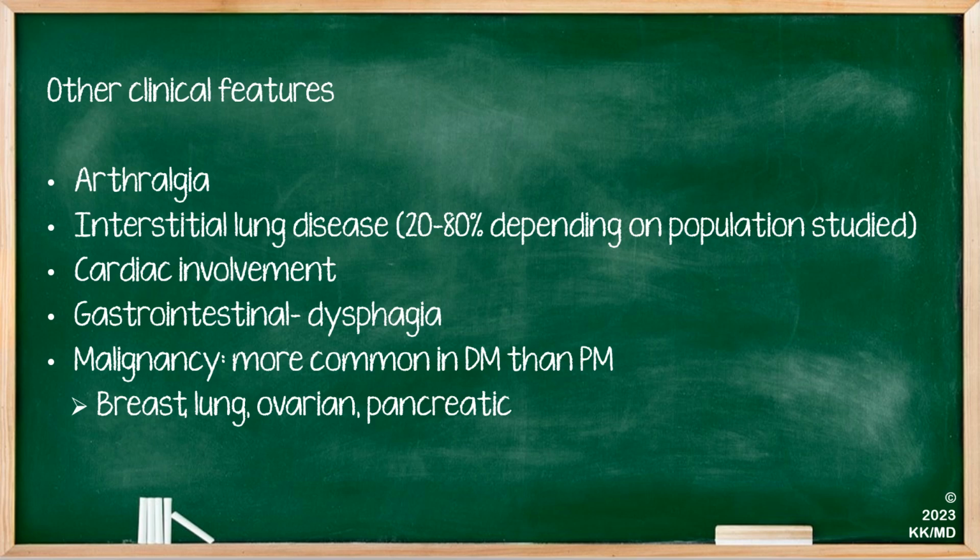And crucially with dermatomyositis, it can be associated with an underlying malignancy that may have been undetected until the patient presents with the weakness and the rash. It's much more common in dermatomyositis than polymyositis for this to happen. And whilst it may be associated with any cancer, the commoner ones are breast, lung, ovarian and pancreatic.